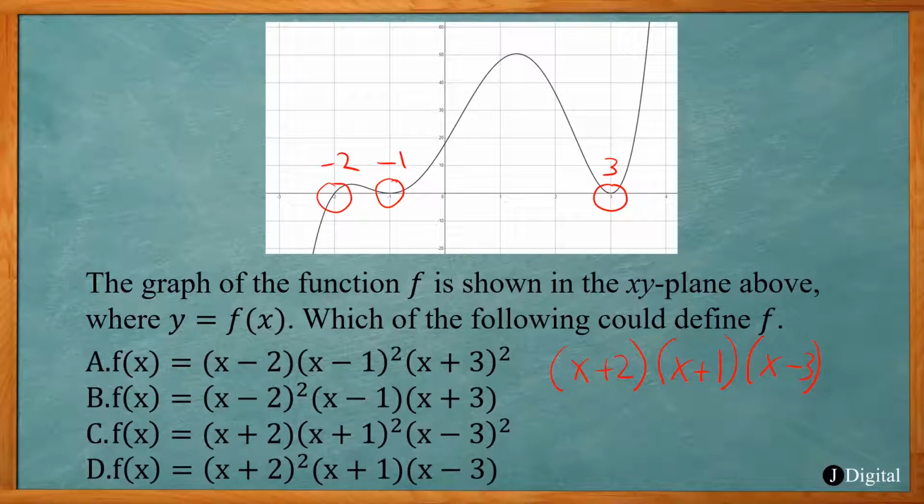You see at negative 2, it just goes right through it. So that's just going to be 1. At negative 1, it hits it and bounces back. So we said that was 2. So that's going to be squared here. And at x equals 3, again, it hits it and bounces back. So it's going to be multiplicity of 2. So that's going to give us answer C.